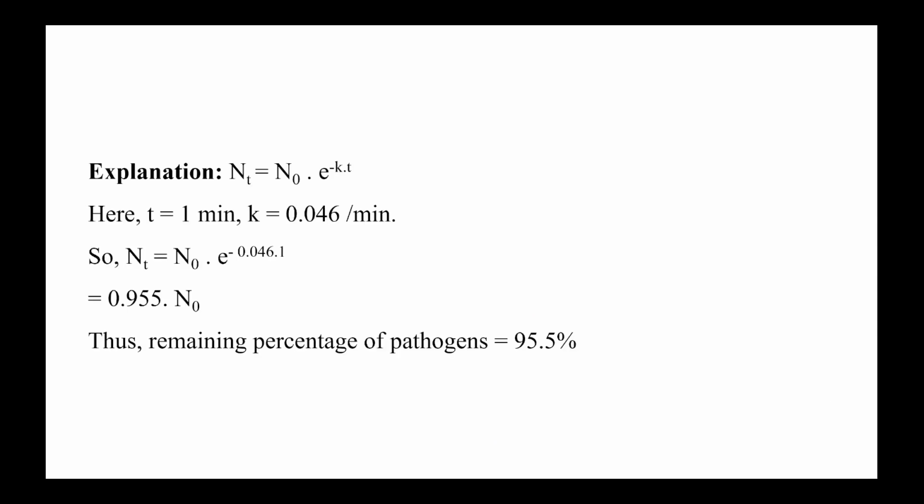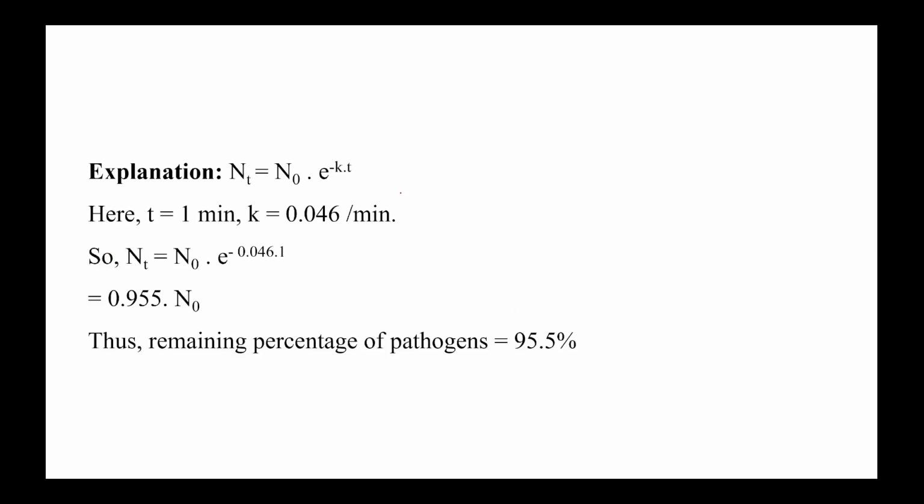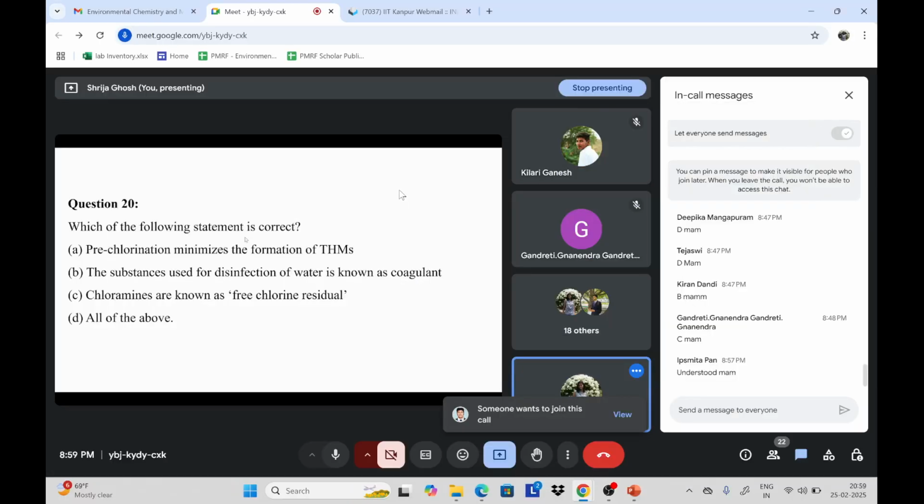Okay, this is the same formula that we have used previously. So the remaining percentage of pathogens after 1 minute of contact time during chlorination, where K is given as 0.046 per minute, is 95.5%. This is clear to everybody?